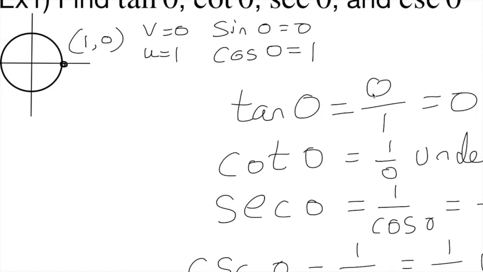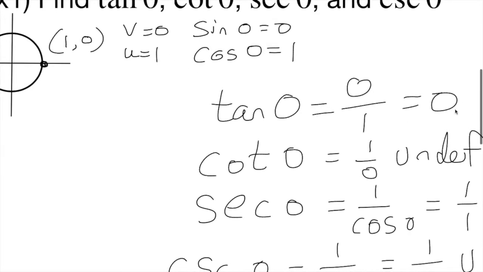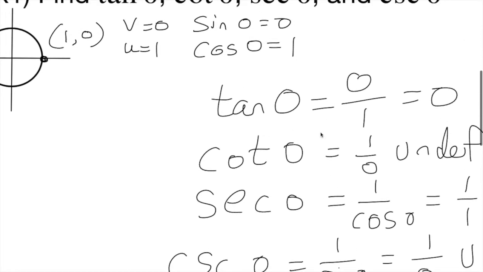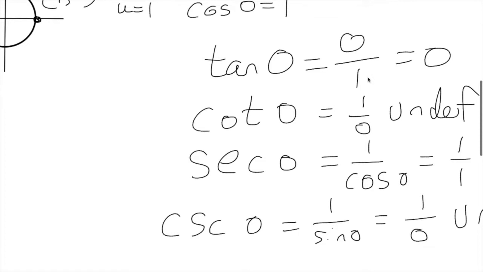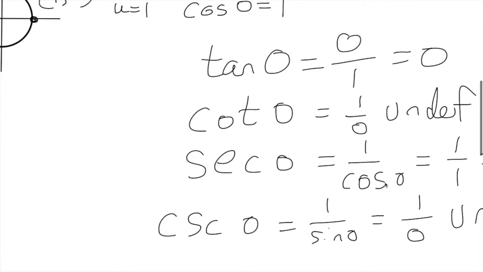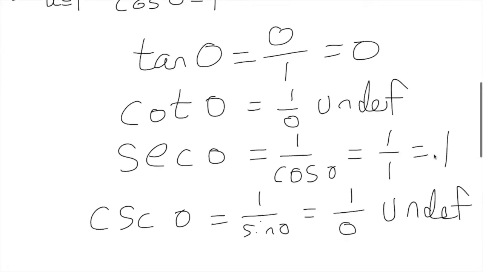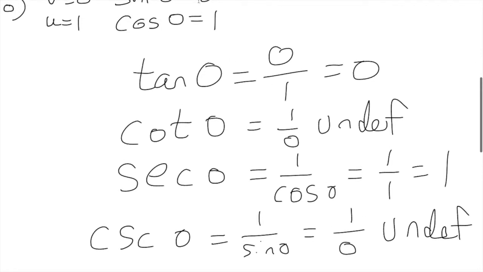Tangent of 0 would be v over u, which is 0 over 1. Simplify that, you get 0. Cotangent of 0 would be 1 over 0. That's the reciprocal of tangent, and you can see that's undefined. Secant would be 1 over the cosine of 0. We knew the cosine is 1. So the secant is the reciprocal of cosine, which is just 1. And cosecant is the reciprocal of sine 0, which is undefined, because remember, sine was 0. And the reciprocal of 0 is undefined.